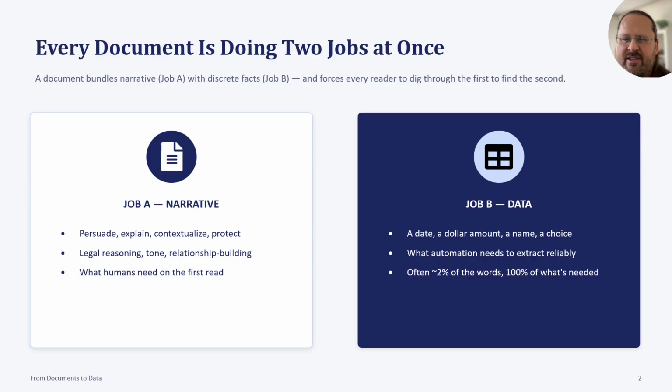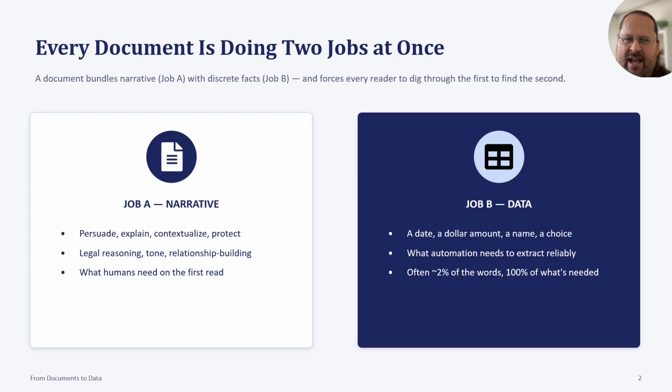Take an invoice, take an NDA, take a purchase order, take a lease. In every single one of these, ask yourself, where does the data, the actual data, live? And how much prose surrounds it? Almost always, the data is between 2% of the words on the page. But it's 100% of what anyone downstream actually needs. 98% of the document exists to support, protect, or contextualize that 2%. And yet we make everyone wade through all of it every single time to find that 2%.